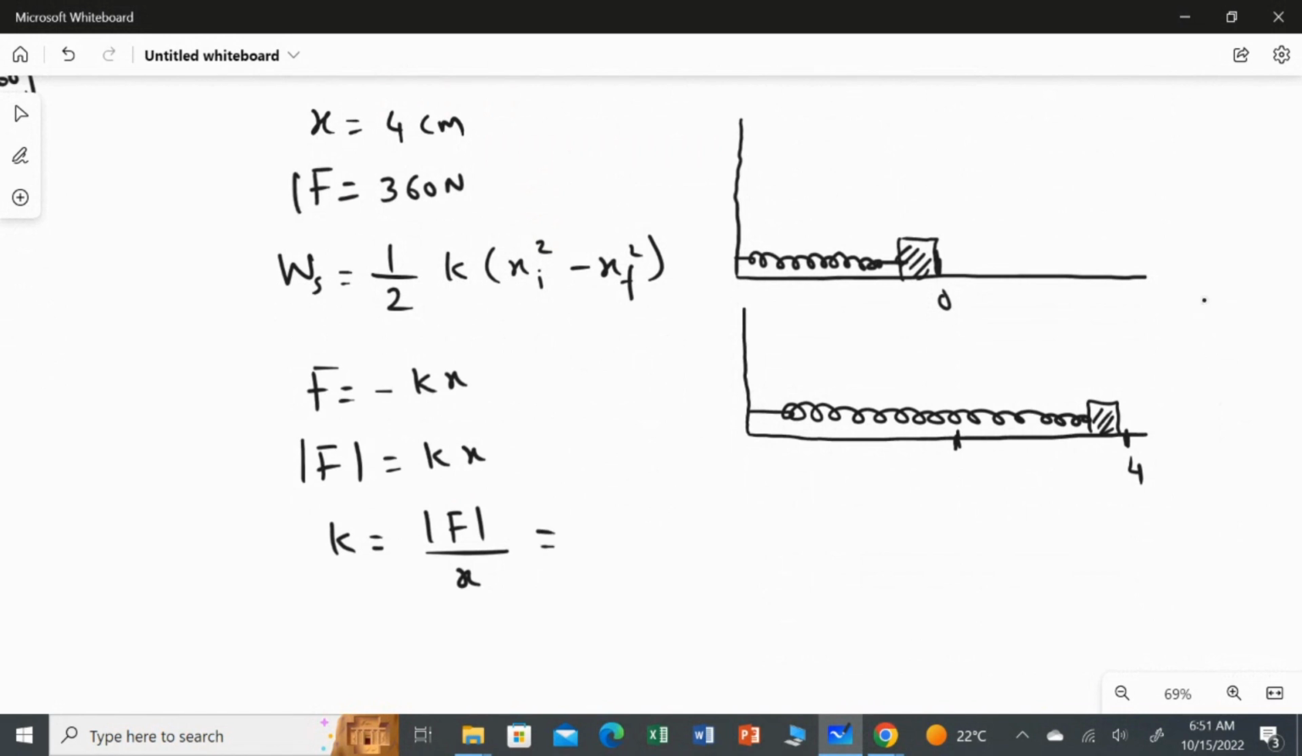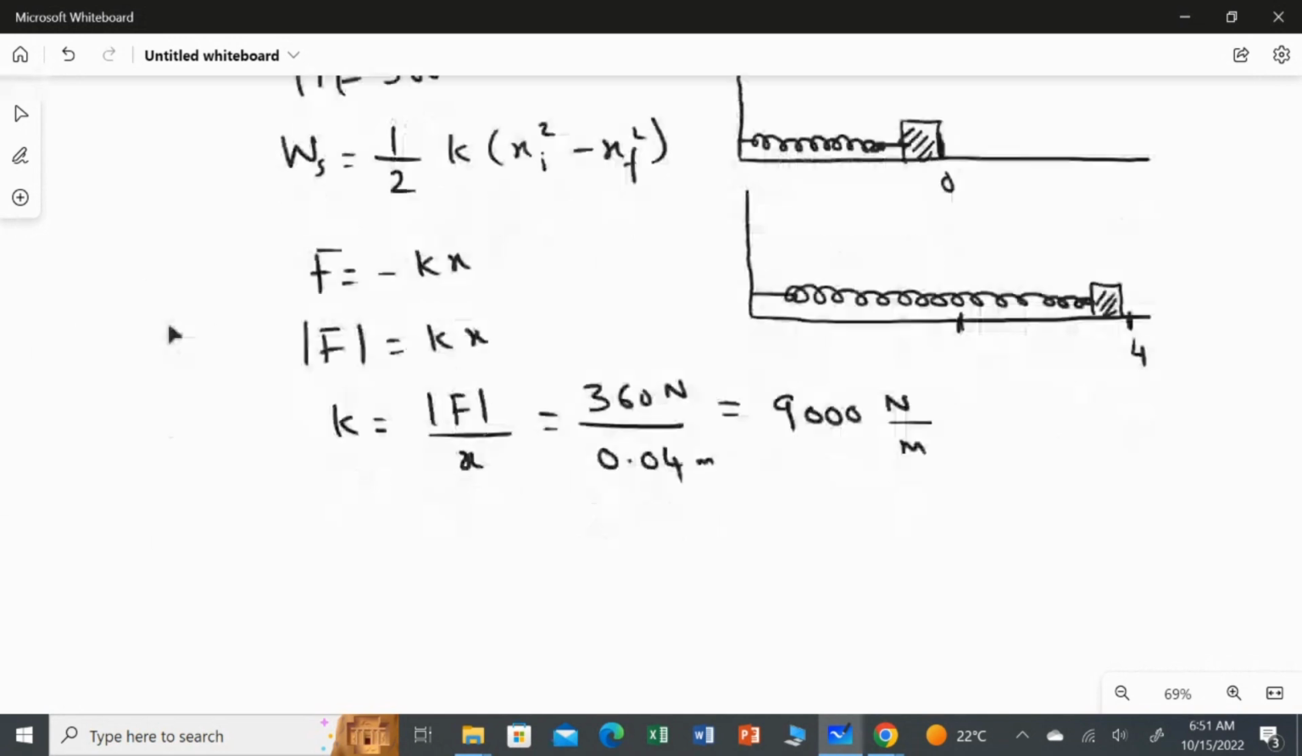The magnitude of the force they mentioned in the question is 360 Newton, over x, and the spring is extended up to 4 centimeter. So we have to convert this to meter. Divide that number by 100, and you will get the answer in terms of meter. So what is the answer? 360 over 0.04 gives 9,000. What is the answer for the spring constant? It is 9,000 Newton per meter, because this is in meter.